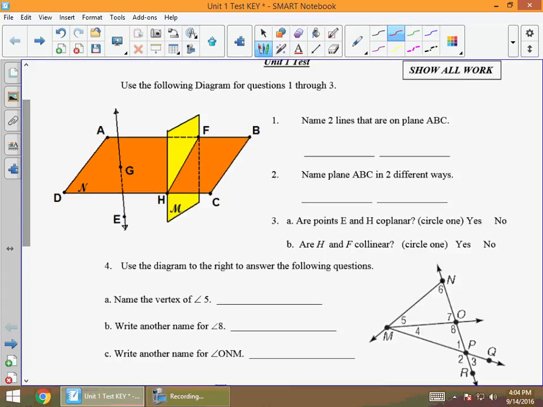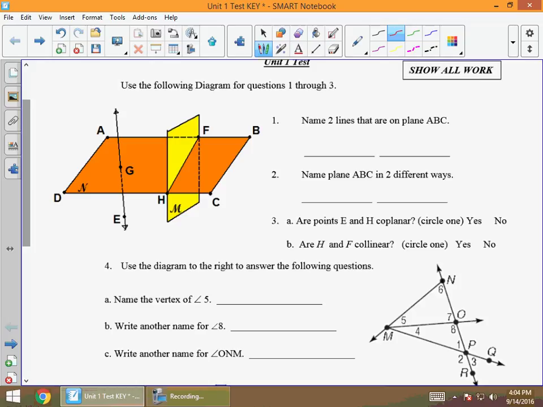Well, let's just go ahead and jump right in. It says use the following diagram for questions 1 through 3. And question 1 and question 2 are talking about naming lines and planes in multiple ways. And understand that there are a lot of other ways that we can name this. So I'm just going to give you a couple of them, and then maybe I'll even tell you a few of them that I think might be some that would trip us up, or some things that I noticed as I was grading them that were throwing us off a little bit.